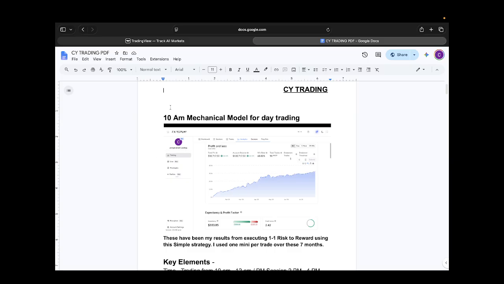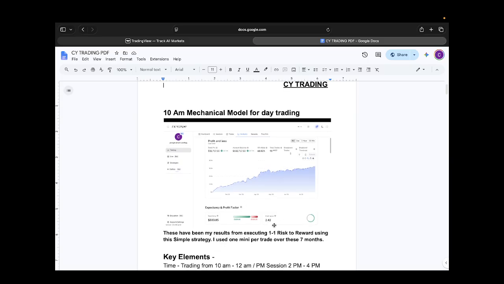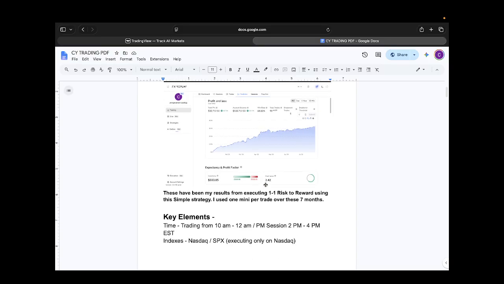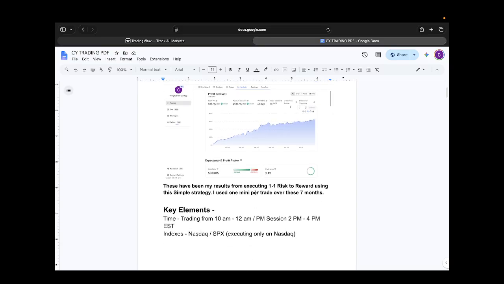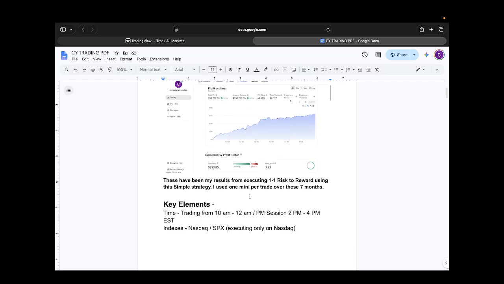Just to go over some of the quick basics here, I have this trading PDF that I ended up building for the strategy. Here are the results for 2025 right here. This was following a 1-to-1 risk reward. I ended up having a 68.82% win rate, which was very good. I had a profit factor of 2.4. And this was also just using one mini per trade over the course of 7 months.